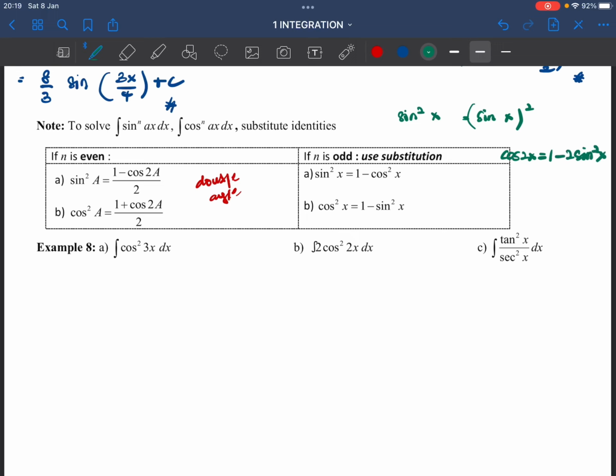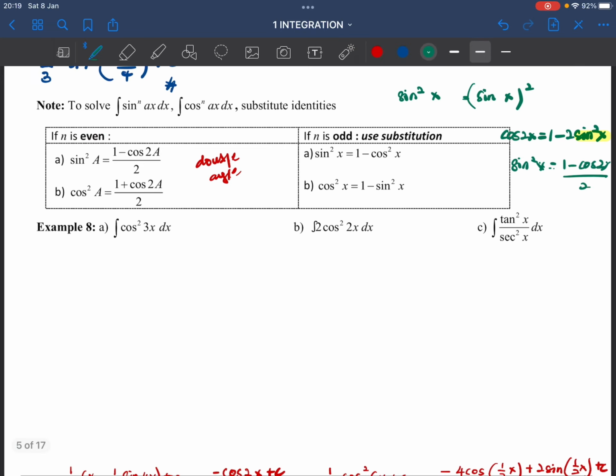Okay, so ini salah satu formula double angle. We want to integrate sine square x. Okay, then we make it as a subject. So sine square x is equals to 1 minus cos 2x over 2. That's why we get sine square A is equals to 1 minus cos 2A over 2. Okay, the same thing as if you have cos 2x, the other formula for double angle for cos, which is we have 2 cos square x minus 1.